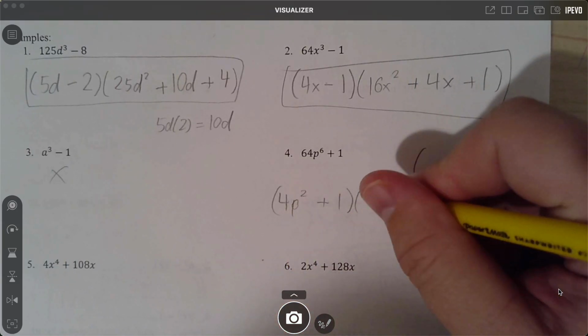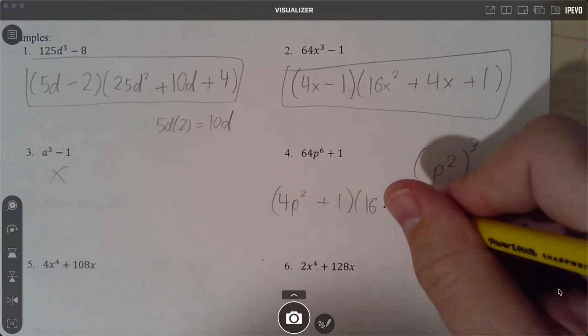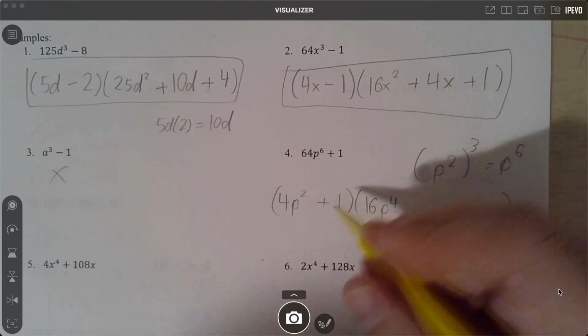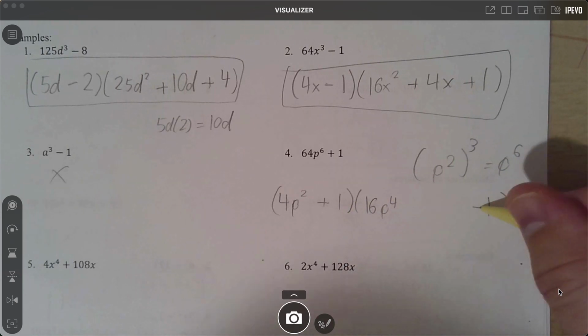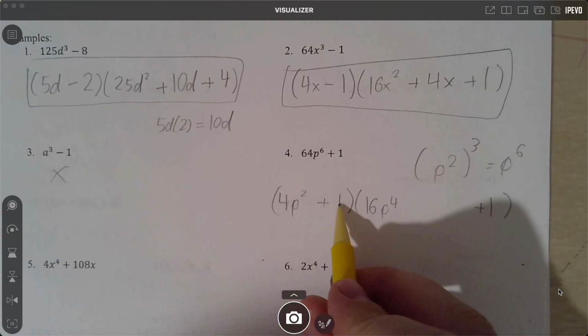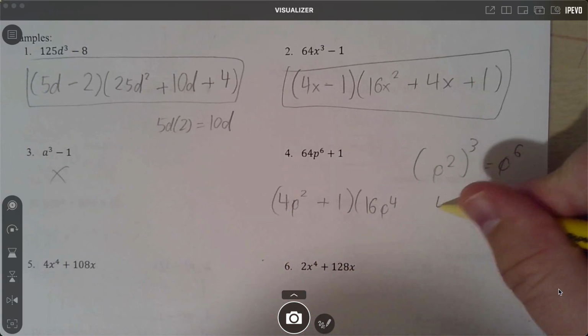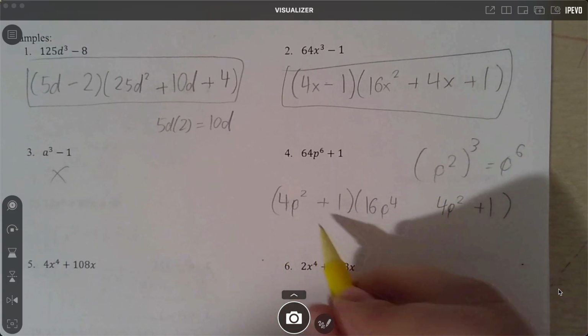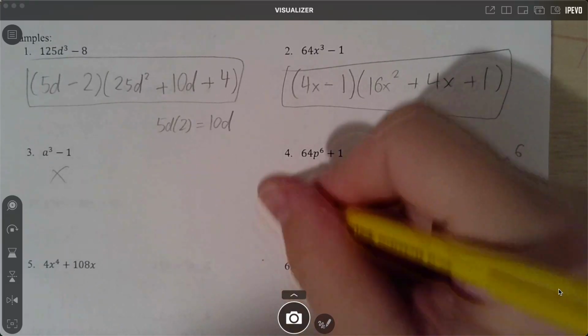So 4 times 4 is 16. But p squared times p squared is p to the 4th. A 1 is still a 1, and it still gets a plus sign no matter what. Now this time I multiply them both together. 1 times anything is itself. And because I wrote a plus sign, I write the opposite sign right here.